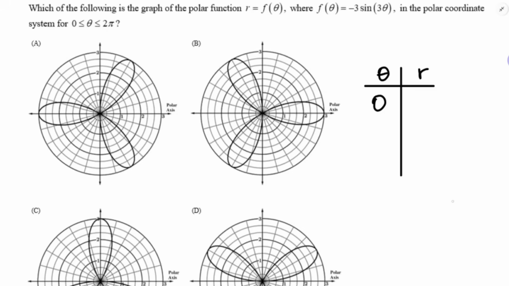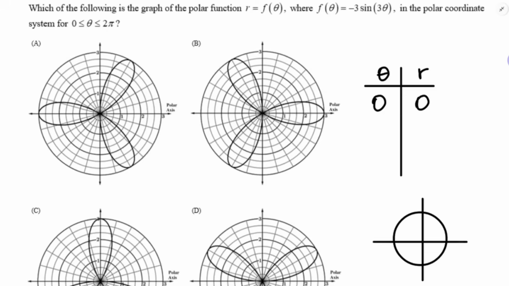I would really prefer for you to know that mentally, off the top of your head. But if you don't, we're drawing a circle. Theta equals 0 is right there. Sine of 0 is the vertical displacement from the x-axis, which is going to be 0. So theta equals 0, r equals 0.